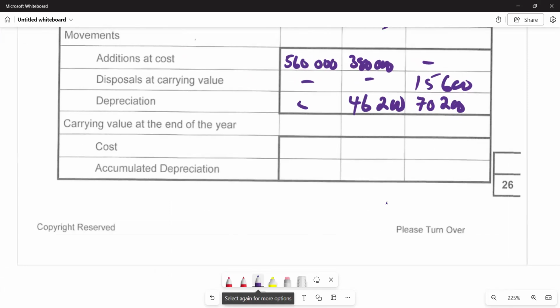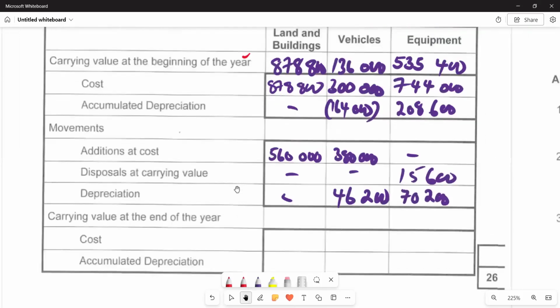Then we are now left with our balances at the end. So our balances at the end now, let's start with the cost. Land and buildings obviously is not going to be affected much because there's no depreciation. So for cost for land and buildings, what we had at the beginning is cost plus the addition, 870,800 plus 560,000. We are going to get 1 million.